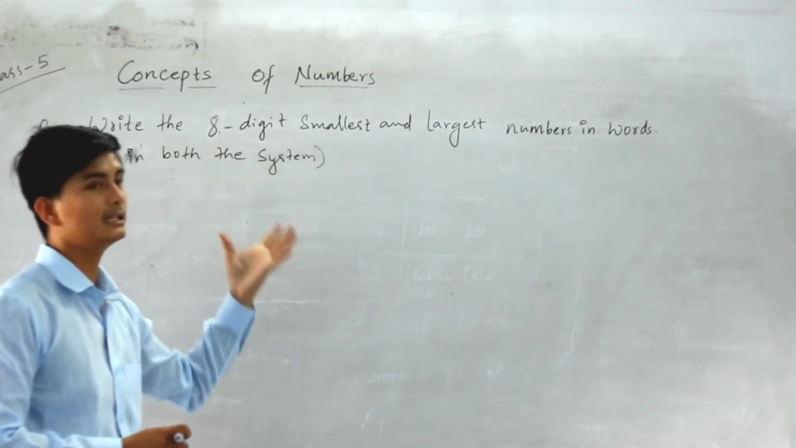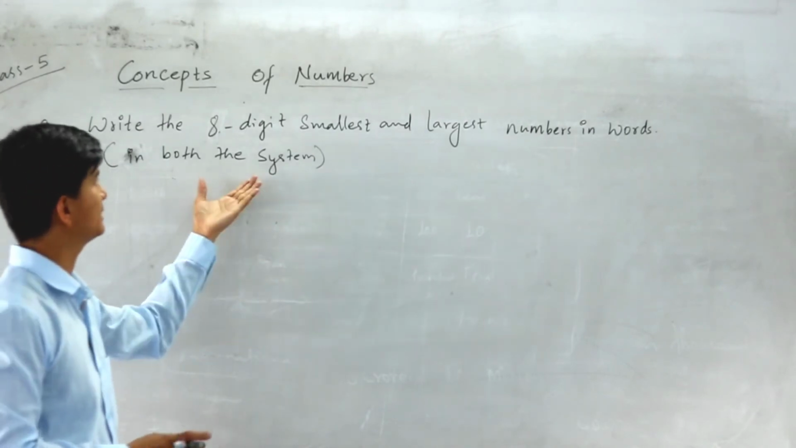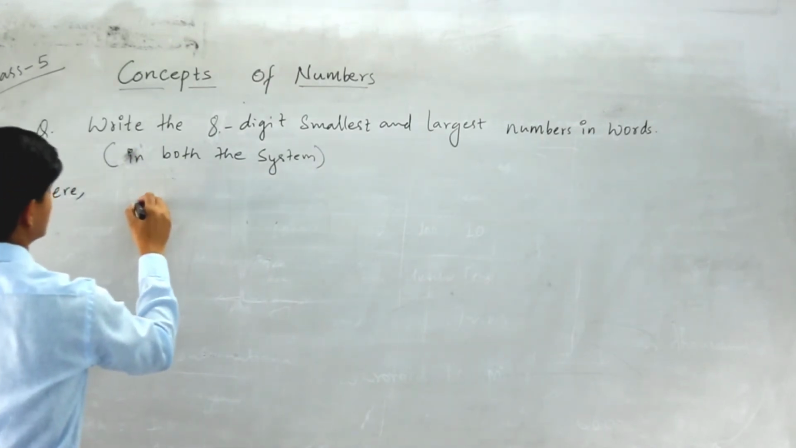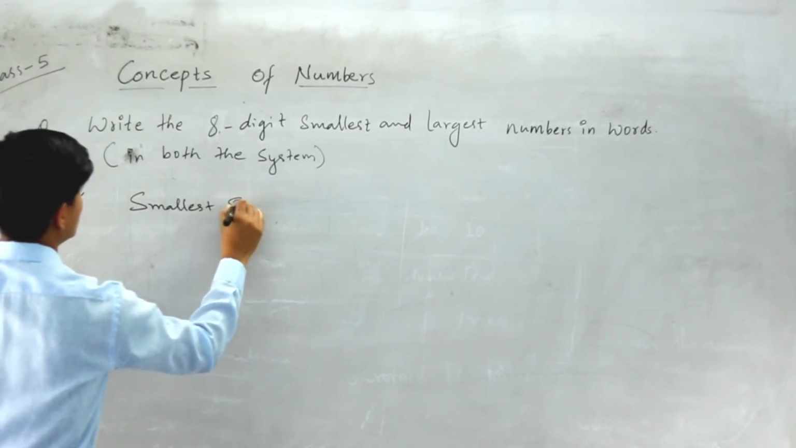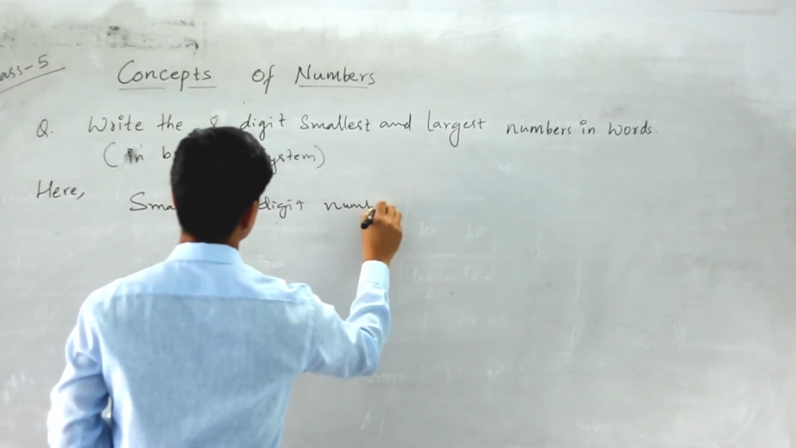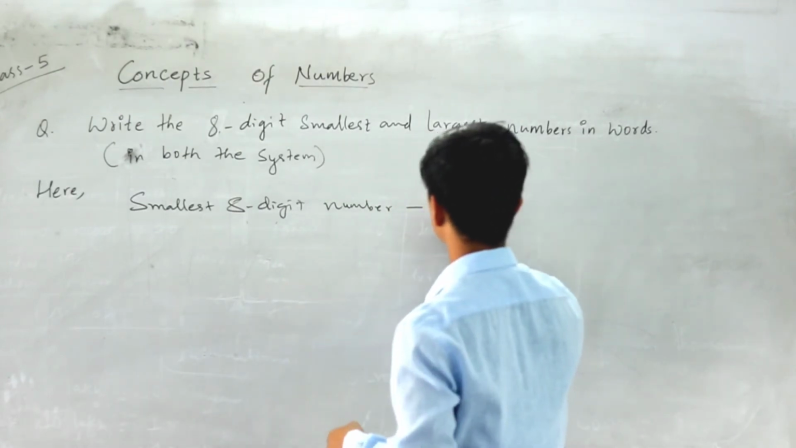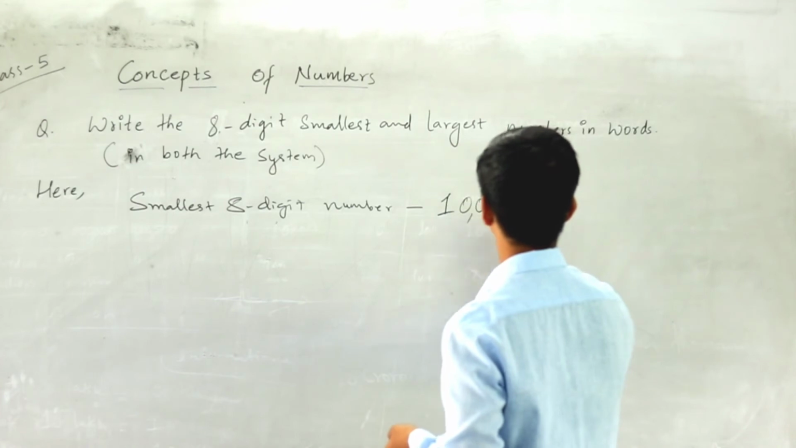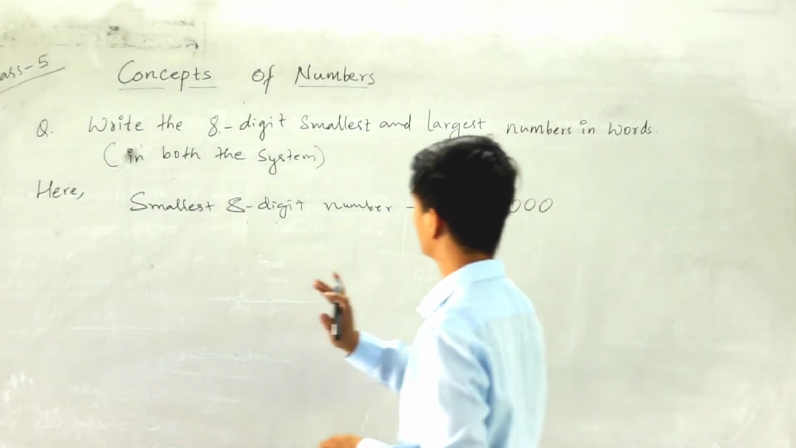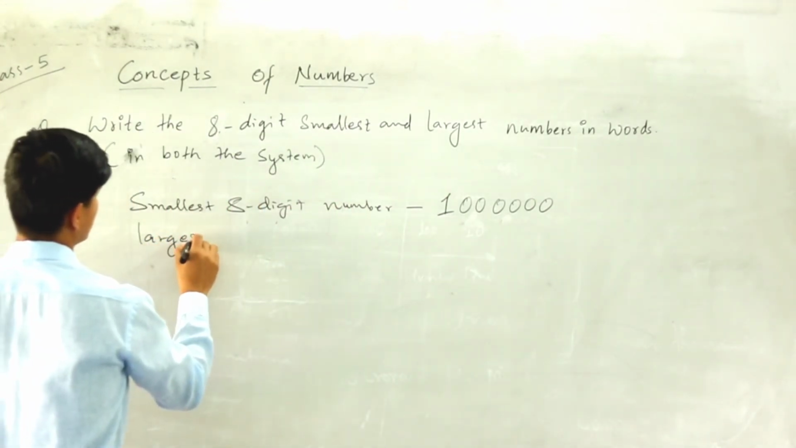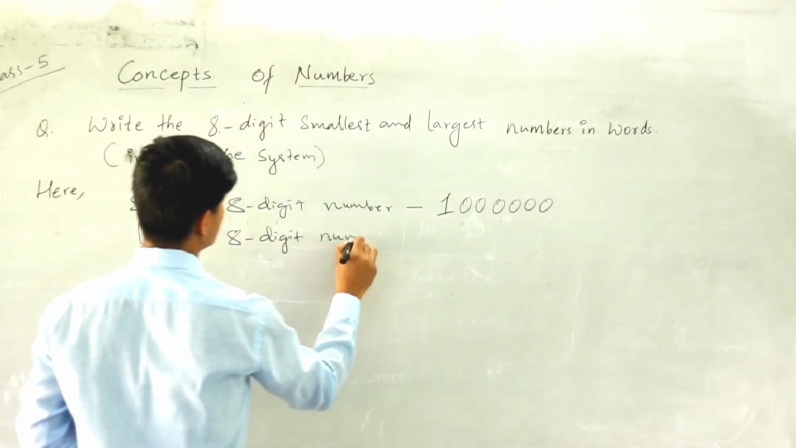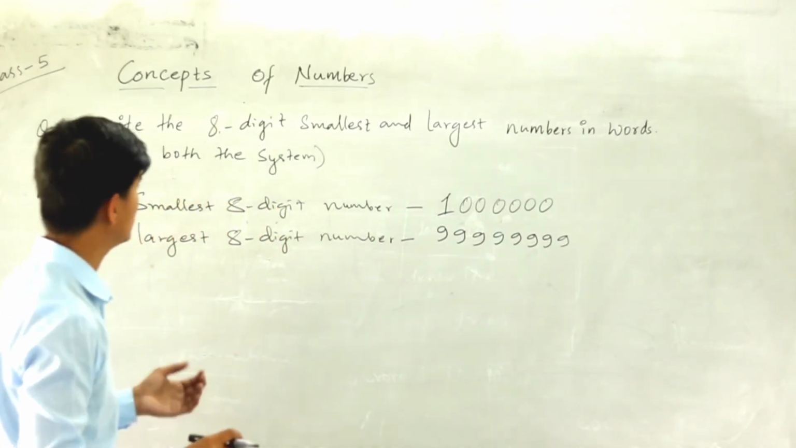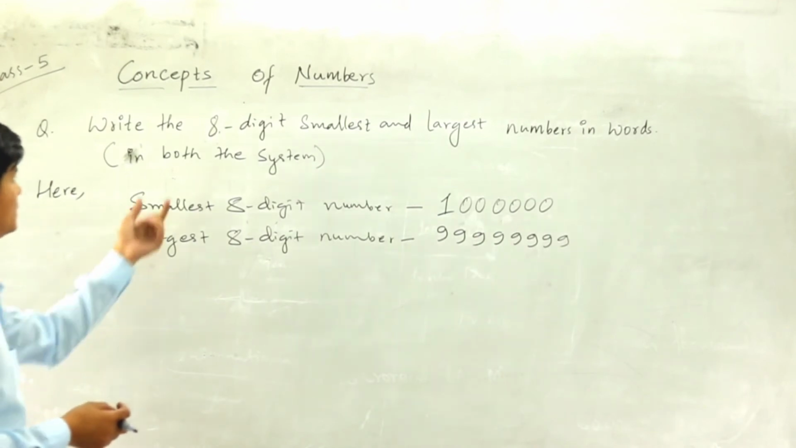First, we have to write the 8-digit smallest and greatest number, and then we have to write that number in both the systems in words. Okay, so write it here. Smallest 8-digit number, which is smallest, right? So the smallest value is 1, right? For an 8-digit value, you have to add how many zeros? 7 zeros, like this: 1 2 3 4 5 6 7. Don't put a comma over here till now. Now the greatest, or you can say largest, 8-digit number, which is 99999999. Simple, right? Now we have to write in words, but we have to see in which system.